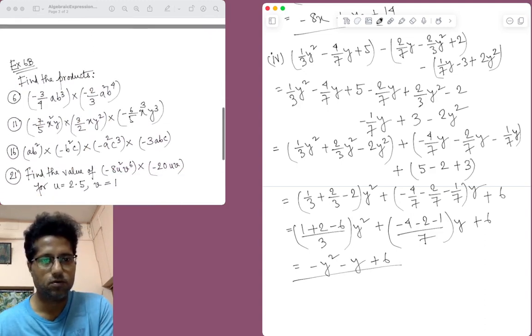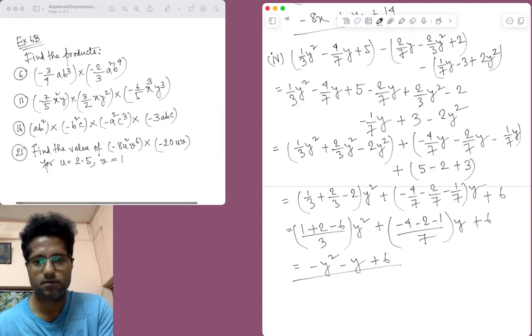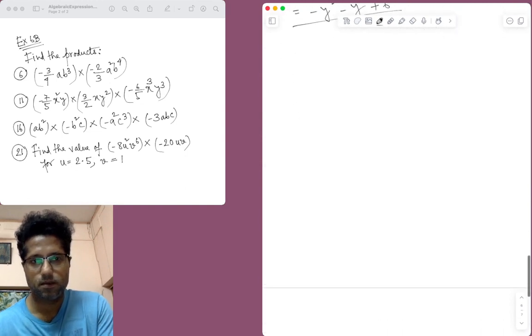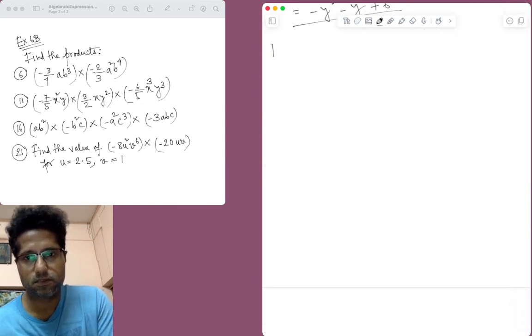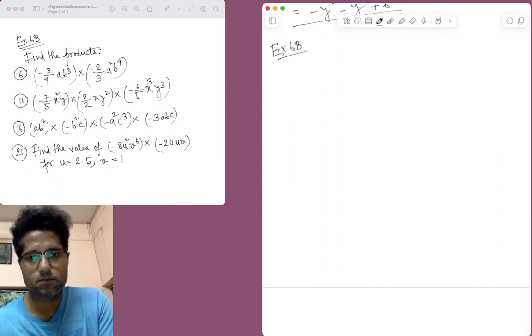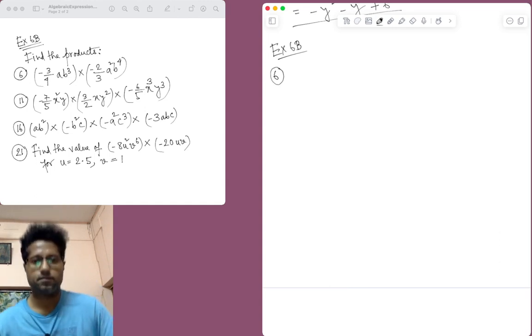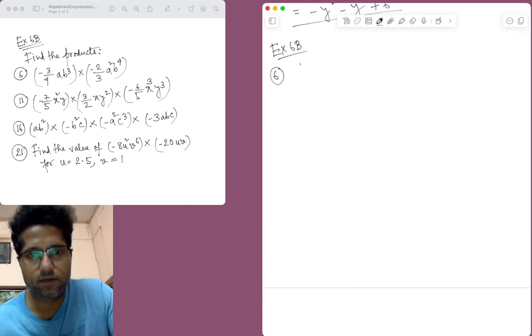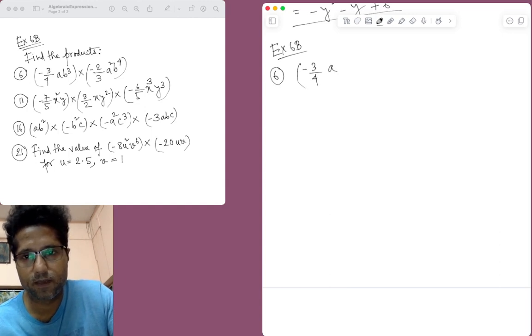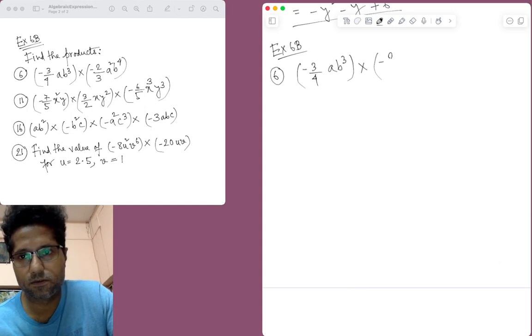Okay. Now let's go to exercise 6b. So now exercise 6b, question 6. We have to find the product of the given terms. So the first one is minus 3 by 4 a b cube multiplied by minus 2 by 3 a square b to the power 4.